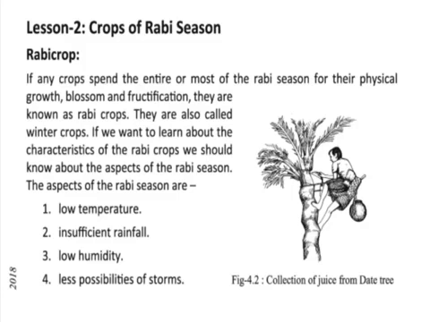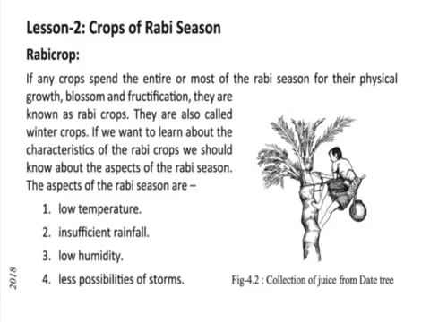If you want to learn about the characteristics of the Rabi crops, we should know about the aspects of the Rabi season. Aspects means characteristics. What are the characteristics of the Rabi season? 1. Low temperature. There is no hot temperature in the season, and insufficient rainfall.